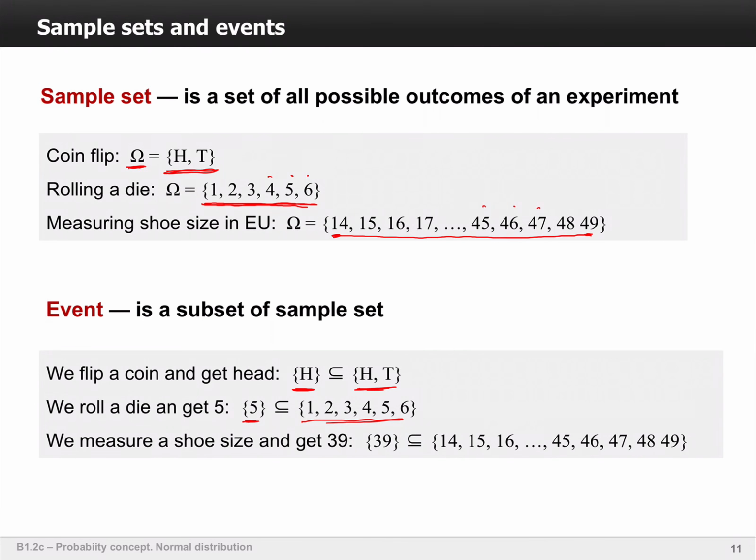Or we measure a shoe size and get, for example, 39. So 39 is an event of your experiment, and it's a subset of your sample set. Okay, so a sample set is simply all possible outcomes of an experiment, and an event is a particular subset of a sample set.